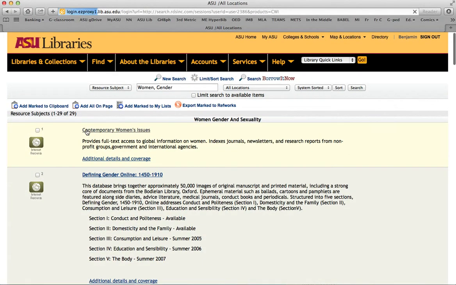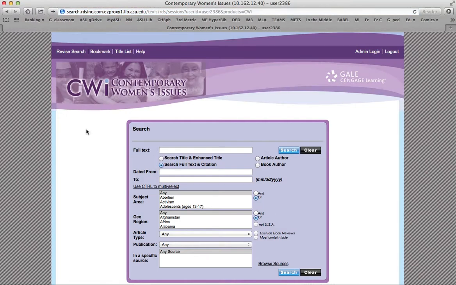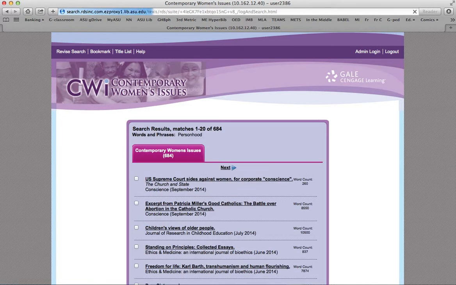So let's take a look here at this first one. So click on the database, and then it'll take you to whatever search page that database has. They'll all look different. But generally, let's look through all the full text of the articles this database has access to. So personhood, boom. Oh, look at that. U.S. Supreme Court sides against women for corporate conscience. So that's an article taking a particular stance, but it will be useful because you can read it and get a sense for yourself, kind of like you did with Twitter, about how the word is being used.